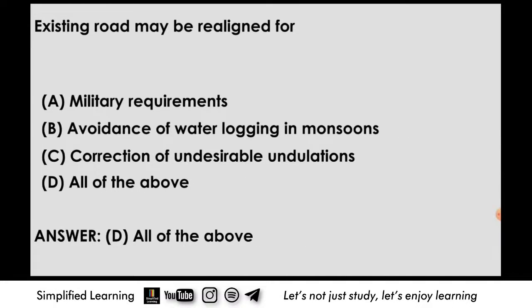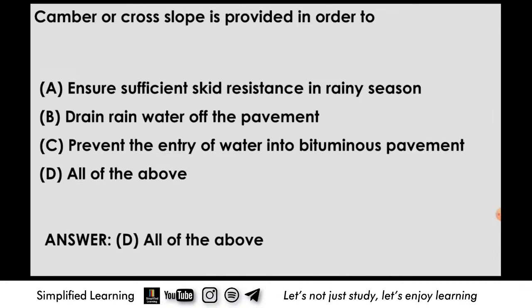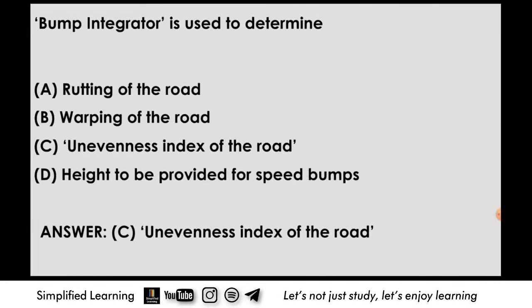Existing road may be realigned for military requirement, avoidance of waterlogging in monsoons, then correction of undesirable undulations. Camber or crown slope is provided in order to ensure sufficient skid resistance in rainy season, then drain the rainwater off the pavement, then to prevent the entry of water into bituminous pavement. Bump integrator is used to determine unevenness index of the road.